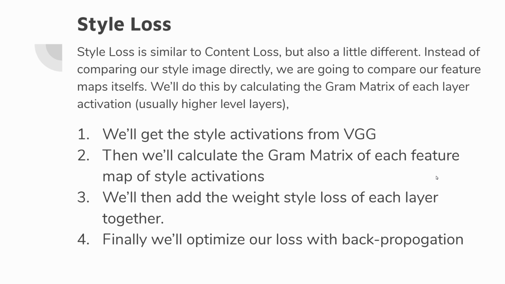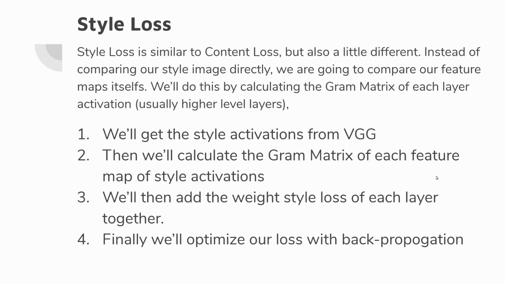So style loss is similar to that, but instead of using a random image, we're going to compare feature maps to itself. How we're going to do that is by calculating the gram matrix of each layer activation, and that's usually done through higher layers. Now, the gram matrix is basically the inner dot product of a feature map. A feature map can be any amount of pixels, and we're going to get an M by M gram matrix out of that.